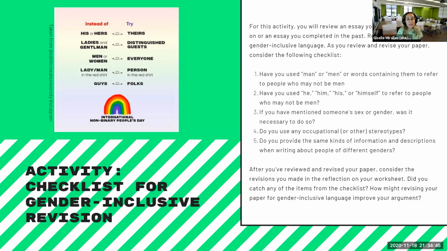All right, so I hope you had enough time. If not, continue pausing and continue once you've completed your revision. I did include a small image here just as a reminder of how to use gender inclusive language. So instead of his or hers, use theirs. Ladies and gentlemen, you can use something like distinguished guests. Men or women, you could use everyone. Lady slash man in the red shirt, you can refer to someone as a person, and like I said, guys, which is something I'm guilty of using, you can use folks. So this is just a little closing reminder as we wrap up this workshop.